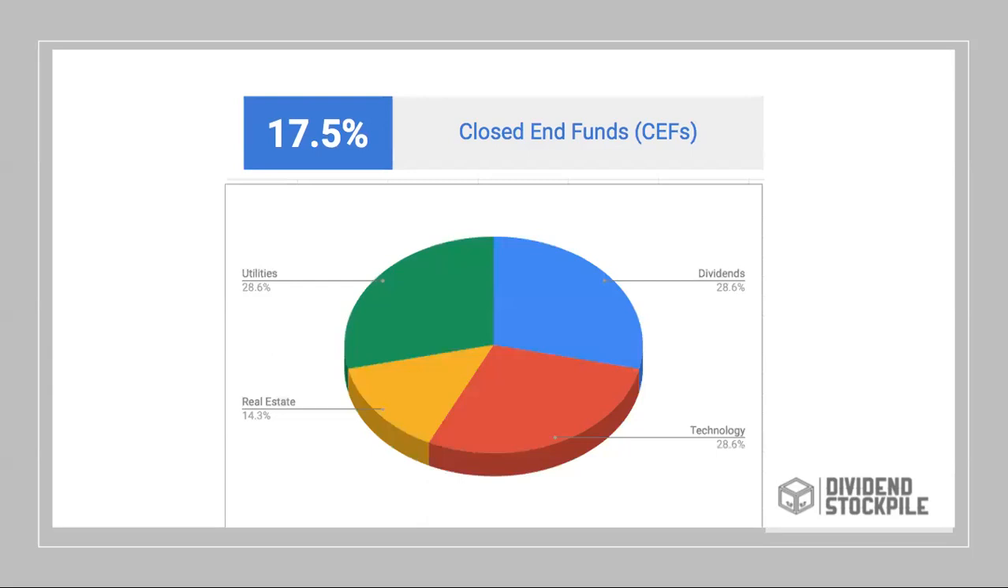Breaking that down, you can see there's proper diversification here as well, with utilities at 28.6%, dividends at 28.6%, technology at 28.6%, and real estate funds at 14.3%. So even within the closed-end fund sector, I have proper diversification to not put all my eggs in one basket.